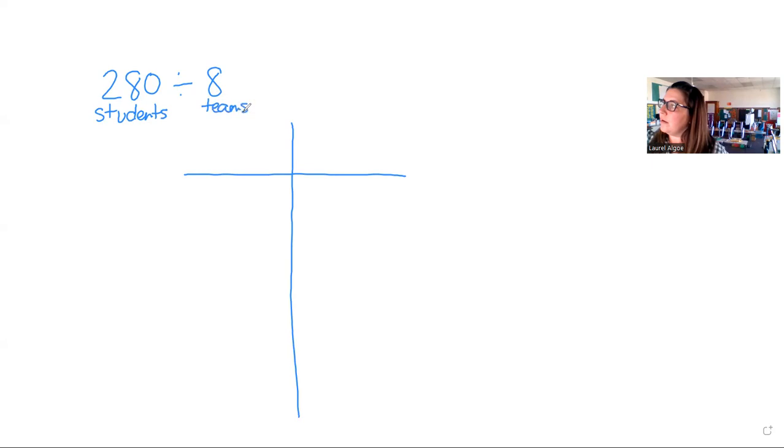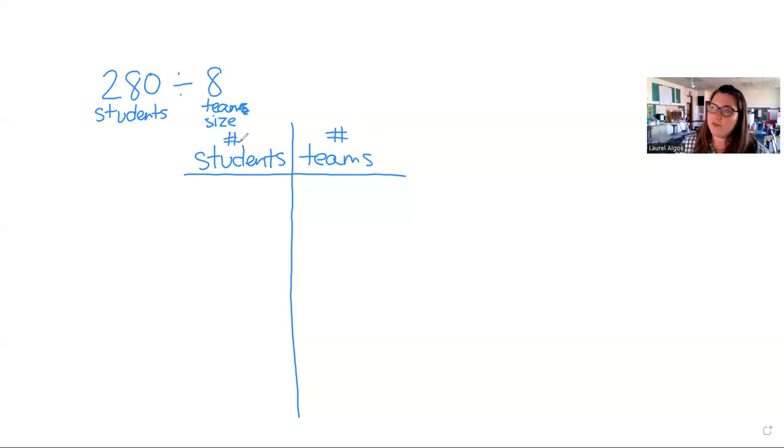Team size. So we're going to use those units as our headings. On one side, we're going to be concerned with the number of students. On the other side, we're going to be concerned with the number of teams, I guess we could say. Number of students and number of teams.